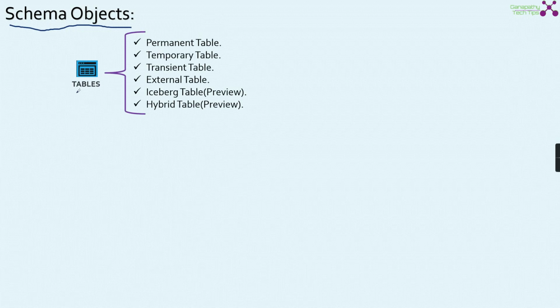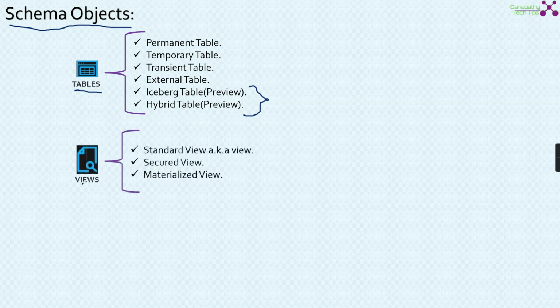Now, with respect to tables on Snowflake, there are 6 different varieties of tables currently available: permanent table, temporary table, transient table, external table, followed by iceberg tables and hybrid tables. These two, iceberg and hybrid, are in preview mode now. Possibly they will be generally available in the near future. We are going to discuss all these tables in more detail.